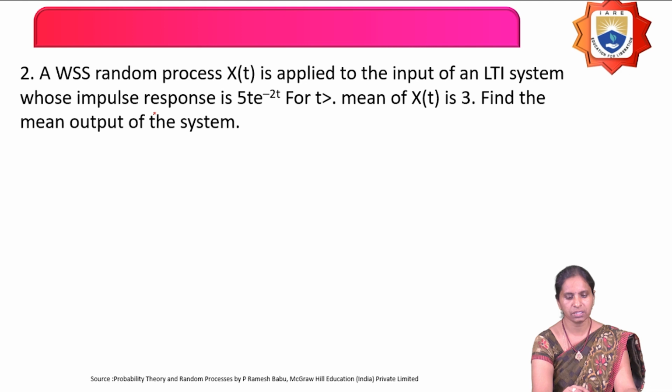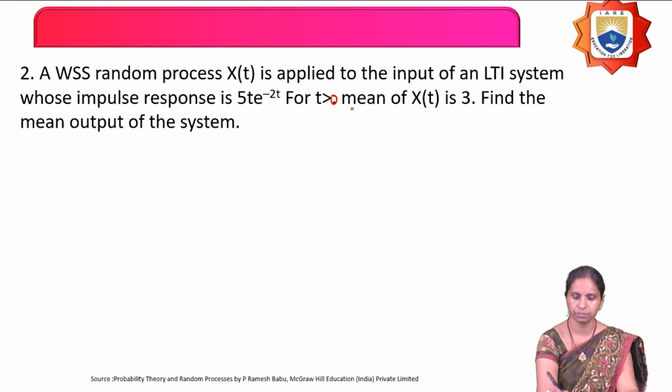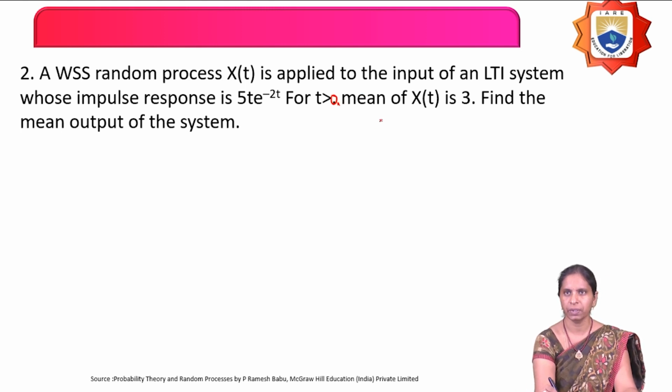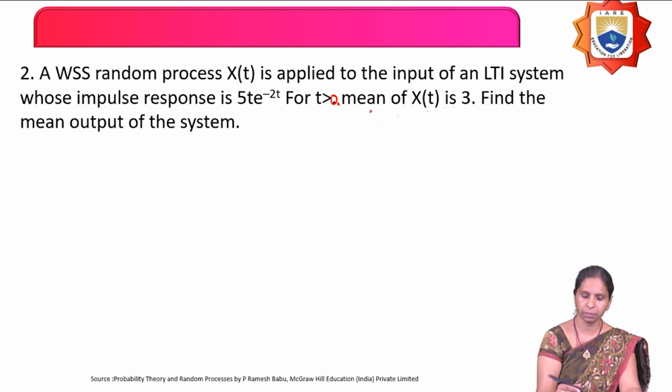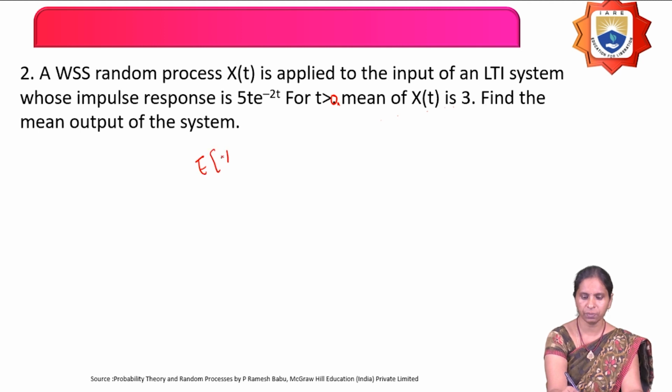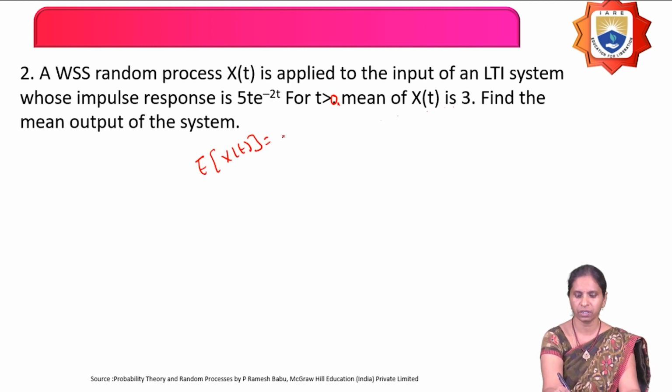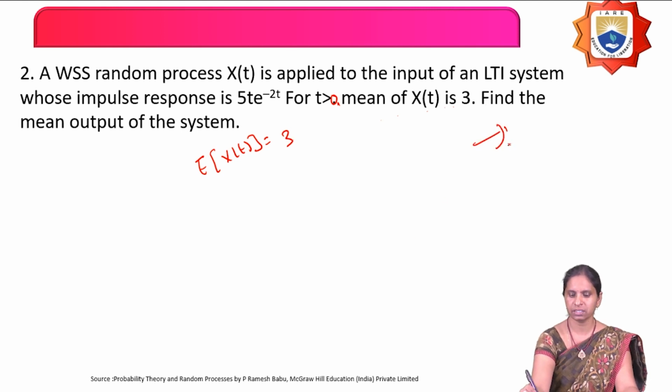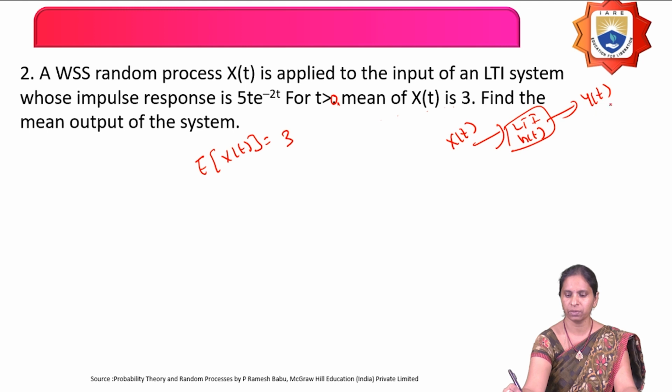And the second problem here is: a wide sense stationary random process x of t is applied to the input of an LTI system whose impulse response is 5t e power minus 2t for t greater than 0. And they have given the mean of the random process x of t is 3. Find the mean of the output of the system. So let us say this is an LTI system whose impulse response is h of t and this input is x of t, the random process. The output is nothing but y of t, which is given by what? x of t convolution h of t.